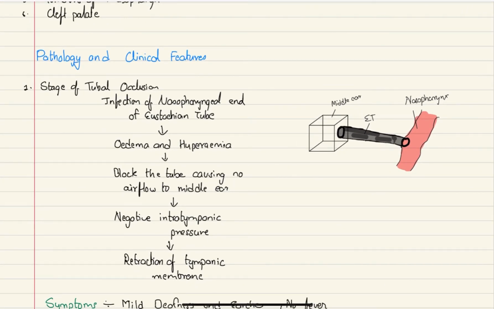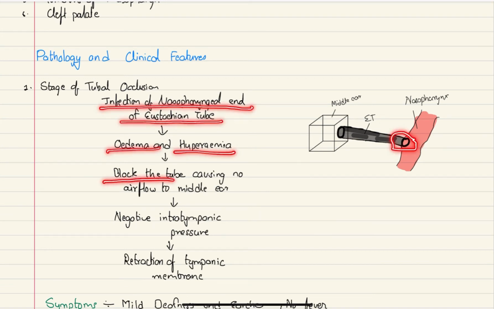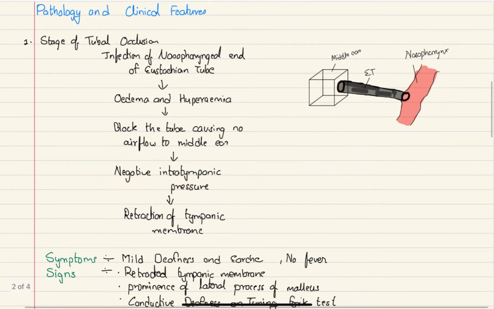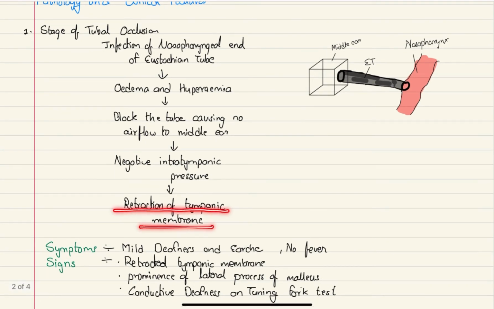So first, there will be infection of the nasopharyngeal end of the eustachian tube, with edema and hyperemia. This will block the tube, causing no airflow to the middle ear. This will create a negative intratympanic pressure inside the middle ear cavity, and this pressure will retract the tympanic membrane.